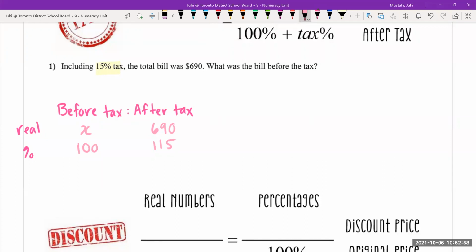Okay, well, in this case, let's first write our let statement. Let X represent the bill before the tax, before tax.